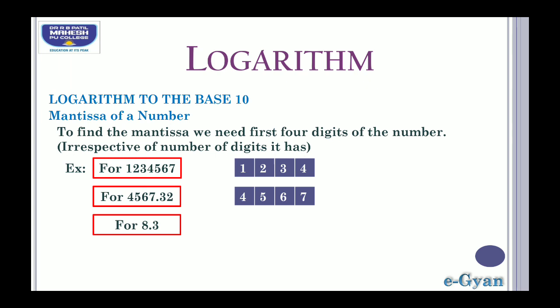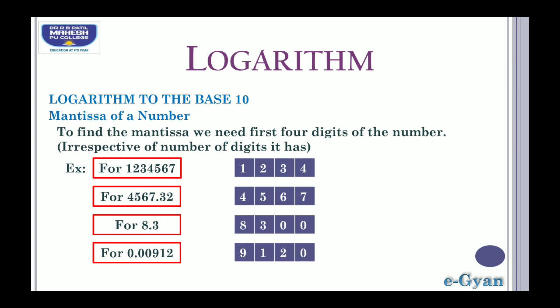So the digits are chosen as 8300 because the number 8.3 can be written as 8.300. And similarly, for 0.00912, the four digits should not be 0, so the digits are 9120. So to find the mantissa, we need the first four non-zero numbers. The number should not start with 0. So now let us generalize the first four digits as A, B, C, D.